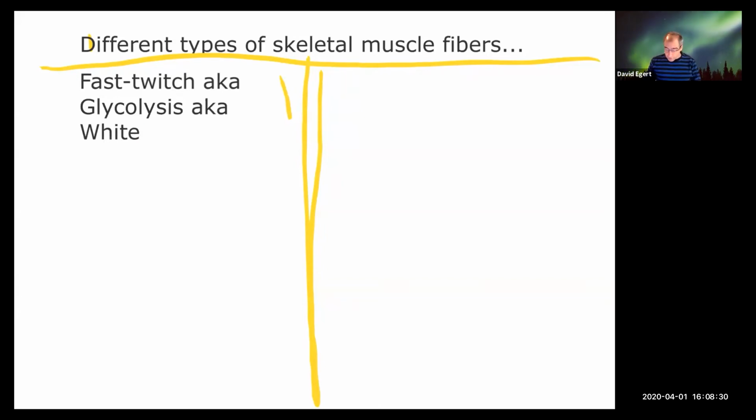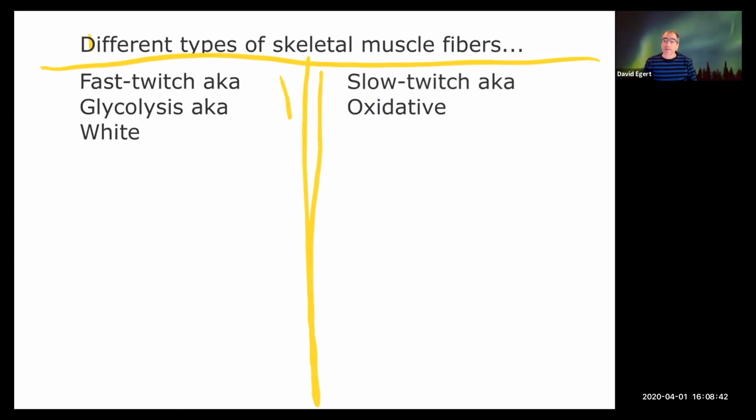As opposed to the other kind, which are slow twitch. AKA, they're also called oxidative fibers, because these are the ones that are going to be using cellular respiration, using the oxygen, using pathways to make ATP. AKA red. This is red muscle. We'll see it's because of a number of things. There's myoglobin, to bind and hold oxygen in the tissue, and way more vascularization in there.